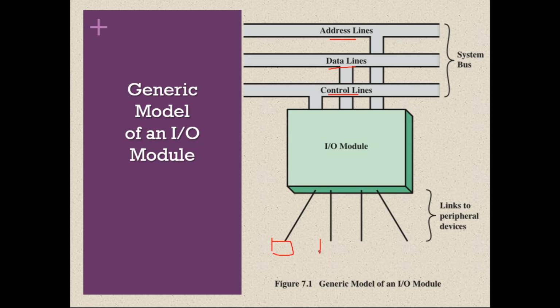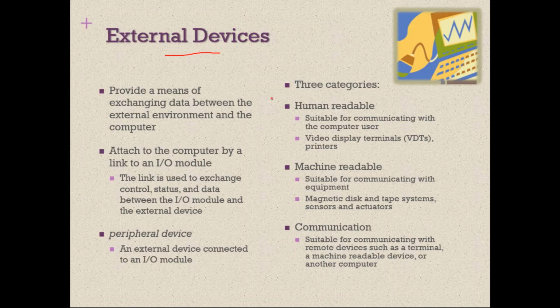So the IO module acts as the interface. Another way we can define the IO module: it acts as an interface between the external device and the internal devices. What are the internal devices? The CPU is an internal device. Main memory is an internal device. All these are connected through the system bus. So the IO module is the one which acts as an interface between the external device and the internal devices.